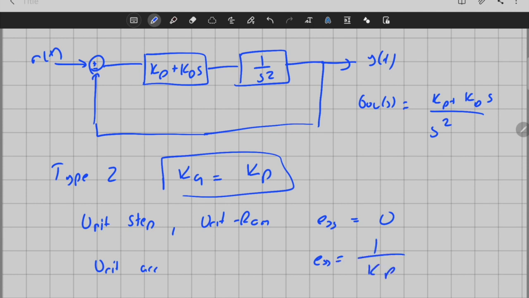Okay, so if my input is a unit step input and I want a small steady state error, what I need to do is improve my Kp, or technically increase the Kp value. That's great. Now let's solve another example, which is also very simple.